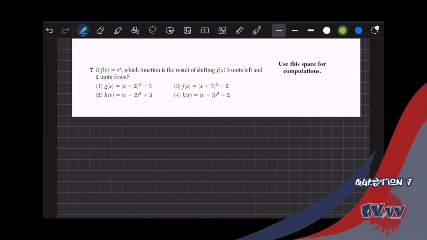So welcome to question number 7. If f of x is equal to x squared, which function is the result of shifting f of x 3 units left and 2 units down?